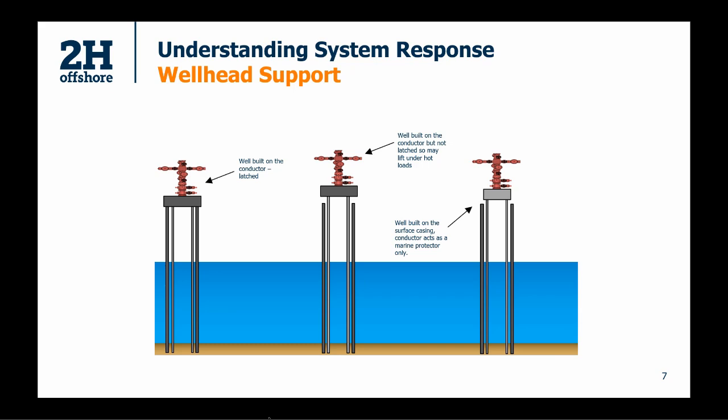And then one of the more complex systems is the system that you can see in the middle, which is a hybrid system. So this is where the wellhead is built that the conductor is supporting the well. However, the wellhead is not latched onto the conductor. So what this means is that during drilling, the conductor is supporting the well. However, if you move into production, the thermal loads can generate enough growth in the casings that they expand and essentially lift the wellhead off of the conductor. And what that means is that you're alternating between a conductor-supported well and a casing-supported well.